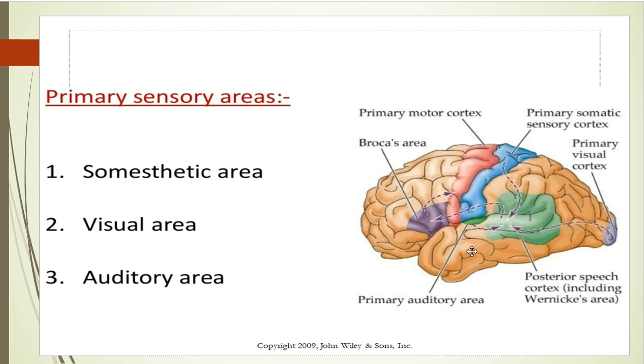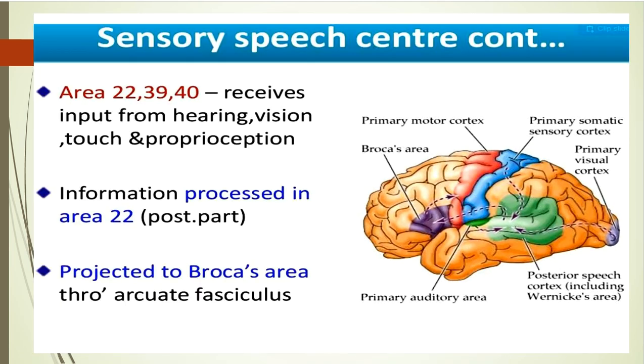Then the supramarginal gyrus; here we located the supramarginal gyrus. Then the auditory speech center, the data processing in the area is required for comprehension.